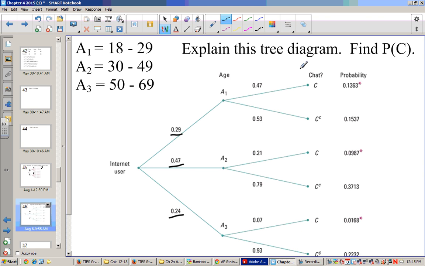Now, this little c here is the complement, which means that this is chat, this is not chatting. Chat, not chat, and so on.